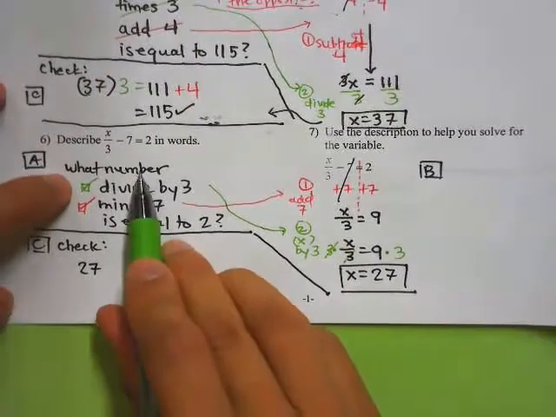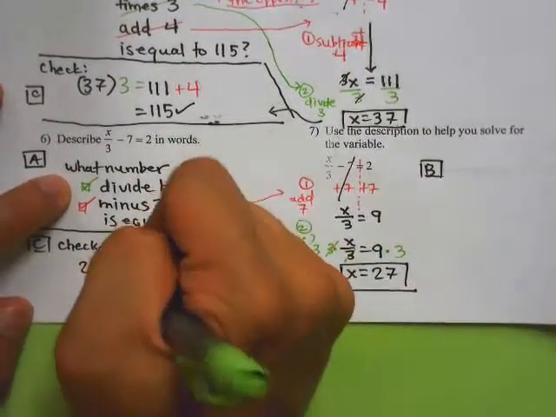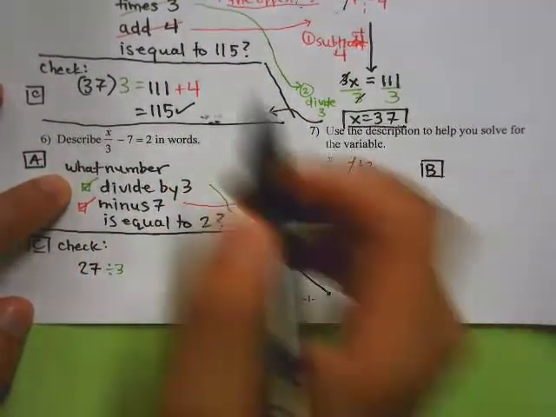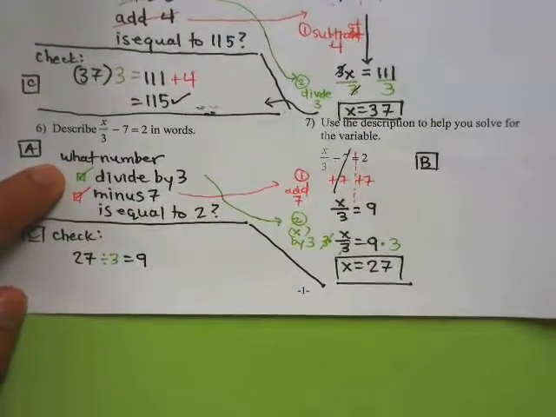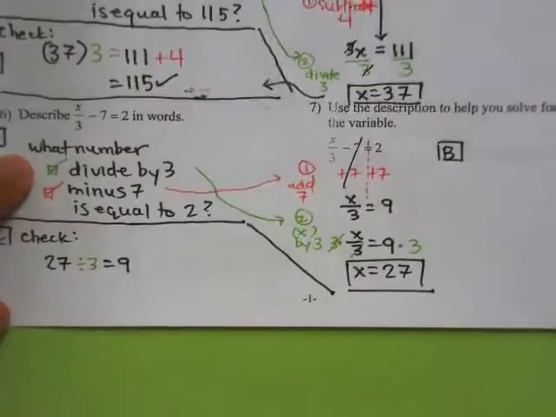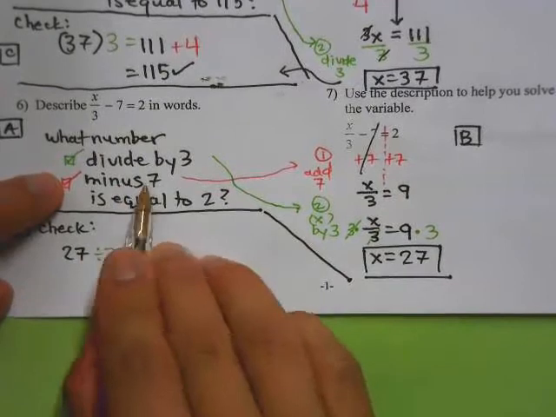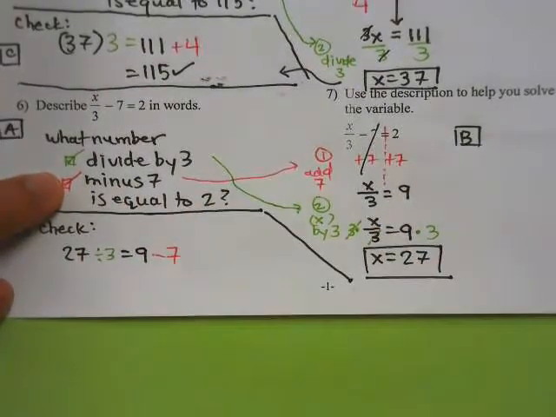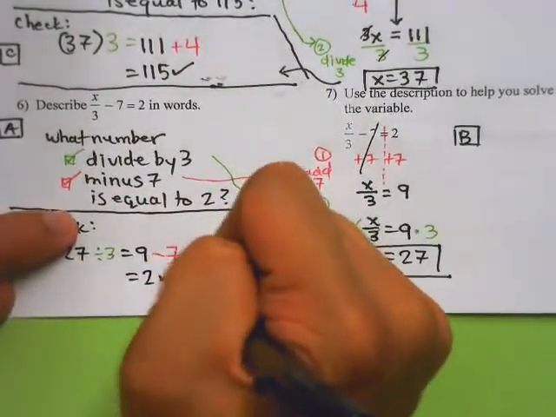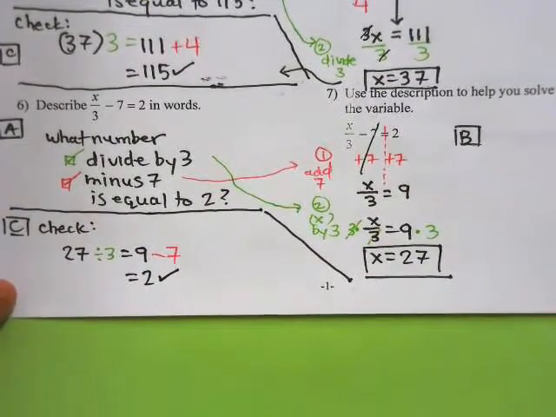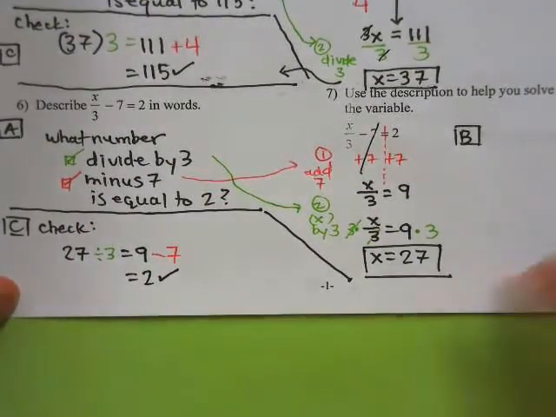What number divide by 3? Let's divide by 3 first. Hopefully you guys know that this is 9. And if not, that's okay. And then minus 7. Does that equal 2? Yes, it does. So we got the number that we want.